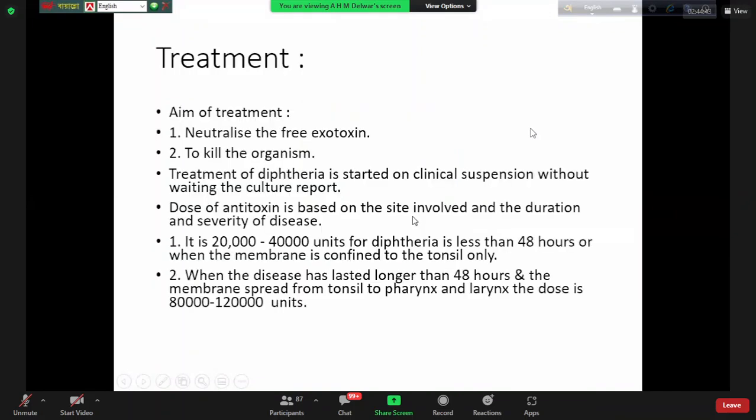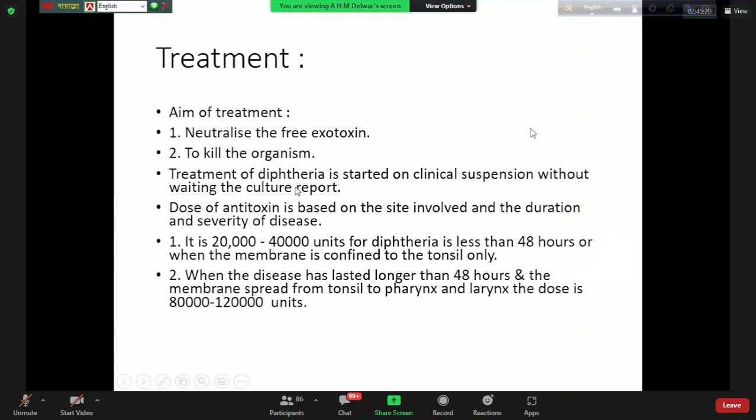Then now, treatment. What is the aim of the treatment? Because the complications arise from exotoxin released by Corynebacterium diphtheriae, first we neutralize the free exotoxin, and second is to kill the organism. So what is the treatment? Treatment of diphtheria is started on clinical suspicion without waiting for the culture report.